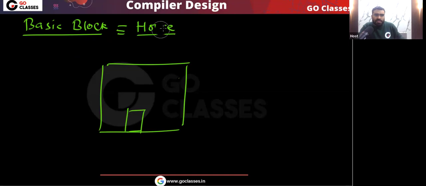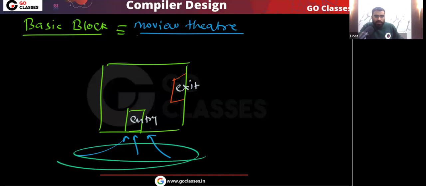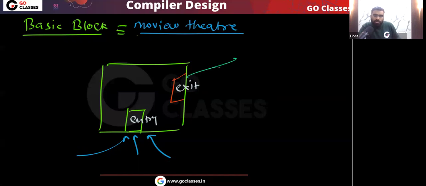Or maybe you can consider this as some kind of movie theater. You can consider that as a movie theater, that there is an entry door and there is an exit door. Remember, you can come to this entry door from many different sides. That is fine. This is your entry door and this is the exit. You can come from many different sides, and of course you can go to many sides.